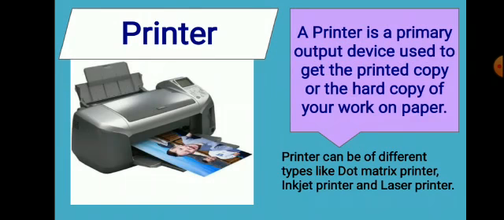Printer. A printer is an output device used to get the printed copy or the hard copy of your work on paper. Printers can be of different types like dot matrix printer, inkjet printer, and laser printer. Laser printer is the fastest and gives higher quality output than other types of printers.